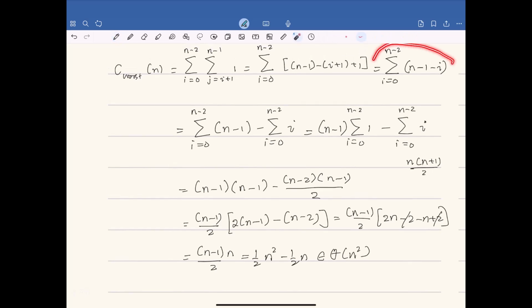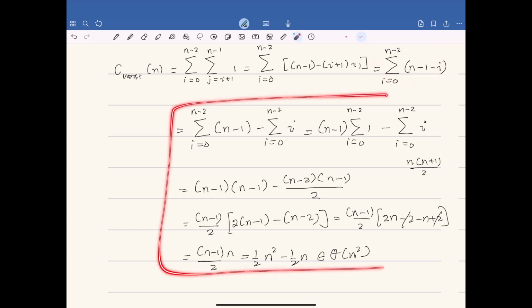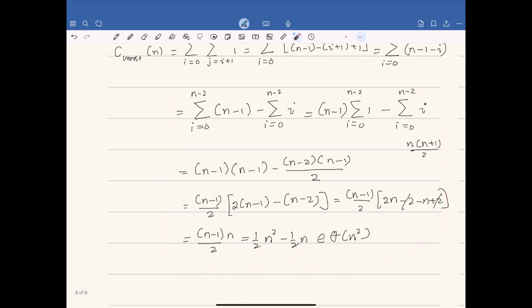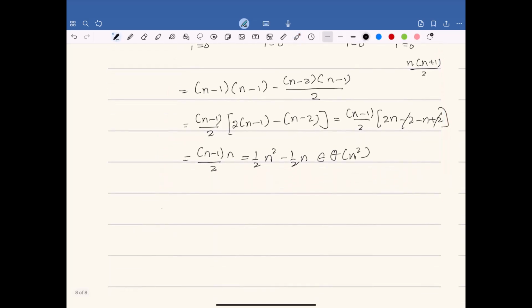Now from this summation, we can do simple calculations that will spare us from doing all of these calculations. Let me show you. So if we want to compute the summation for i goes from 0 up to n minus 2 of n minus 1 minus i, we will evaluate this summation over the variable i. So when i is equal to 0, it will be n minus 1. When i is equal to 1, it will be n minus 2, and so on. So as you can see, the numbers are decreasing.